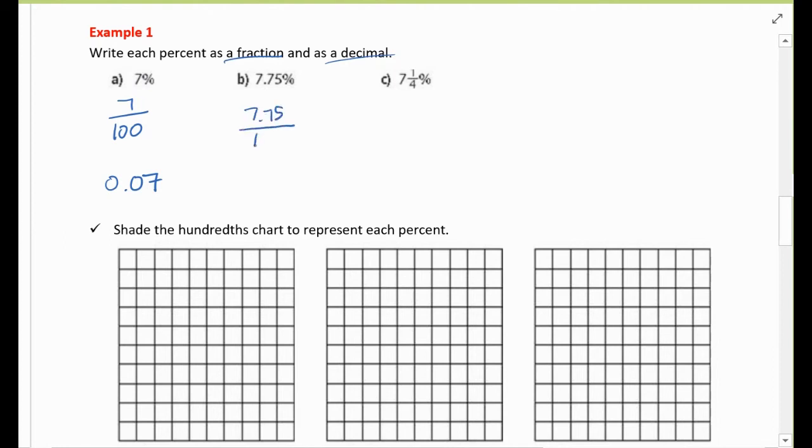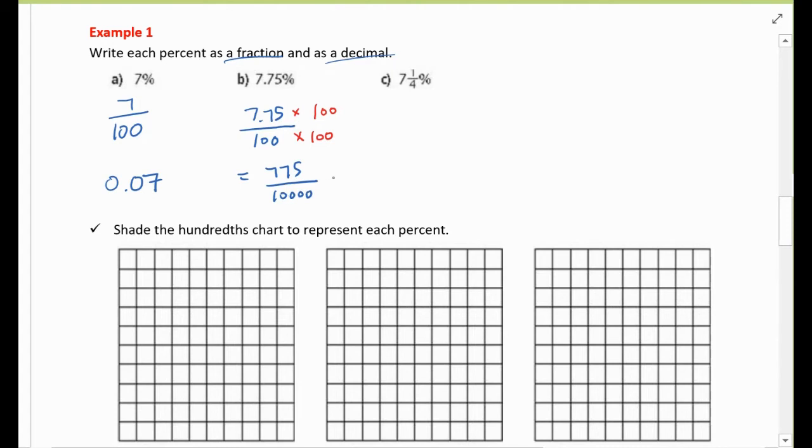This one, 7.75 out of 100. And everyone, we don't really want to have a decimal number in the top. So what we're going to do is multiply. How many decimal places do you have? 2 decimal places. In that case, you need 2 zeros. So you multiply by 100, top and bottom. And that becomes 775 over 10,000.